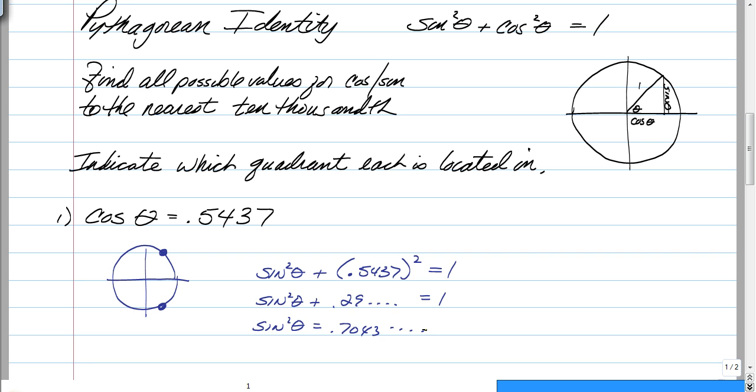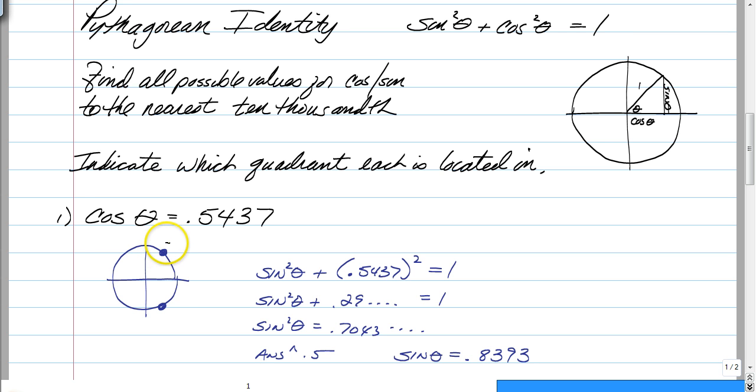So from here, all you have to do is take the square root of that. Now you can do that one of two ways. You can just do the square root of the second answer and then find that, or you can just raise this to the 0.5. Remember, 1/2 powers are the same as square roots. Either way you do it, you're going to get that sine of theta is equal to 0.8393. But from here it said you have to find all values and you have to state which quadrant.